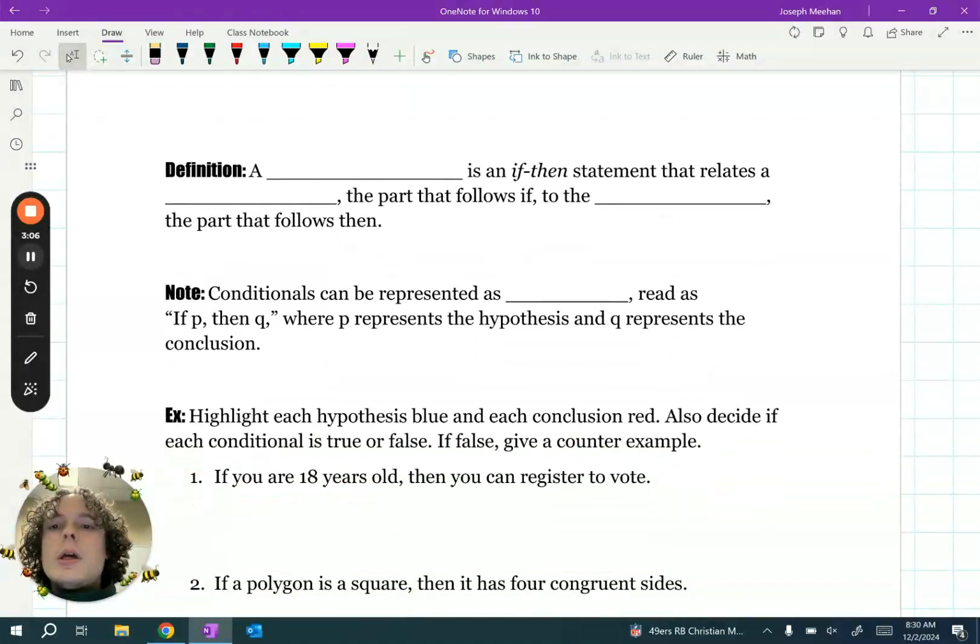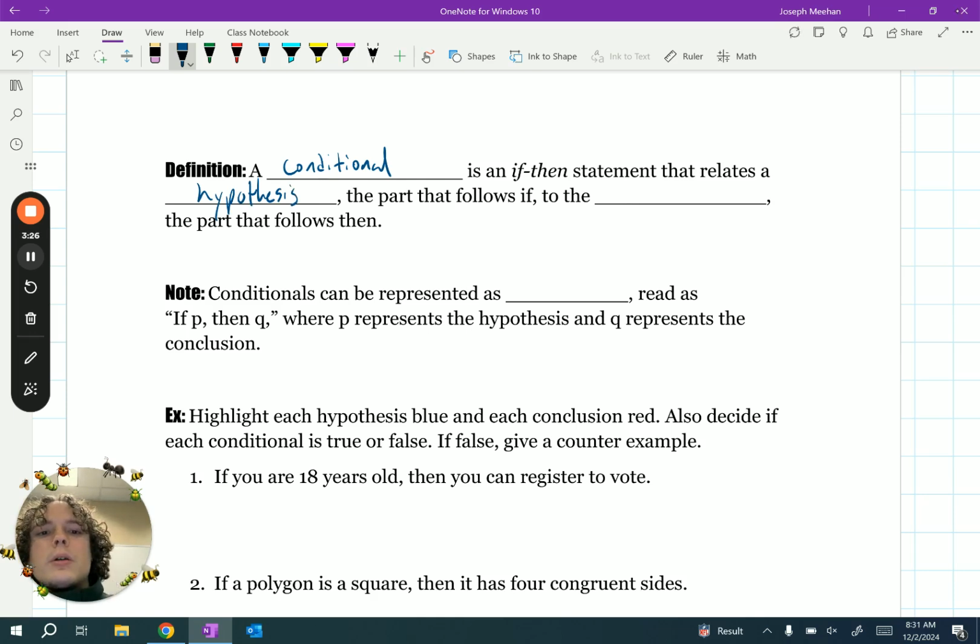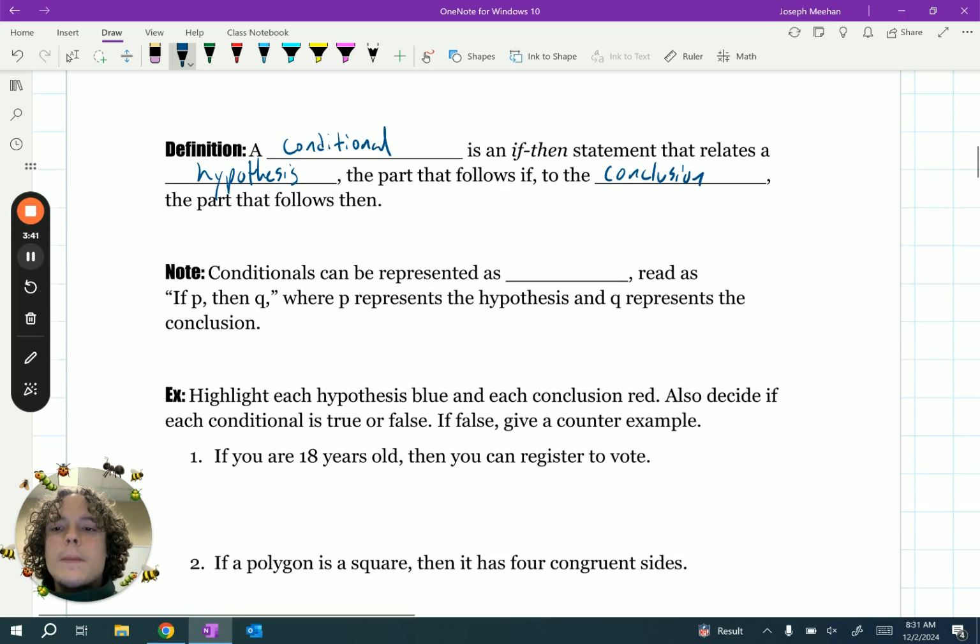All right, so definition. It says a blank is an if-then statement. This is called a conditional. A conditional is an if-then statement that relates a hypothesis, the part that follows if, to the conclusion, the part that follows then.